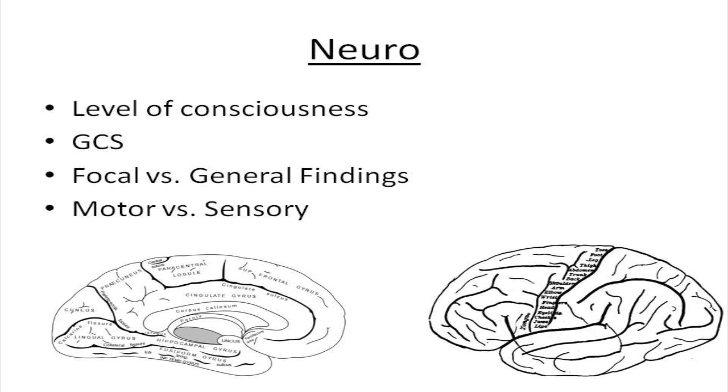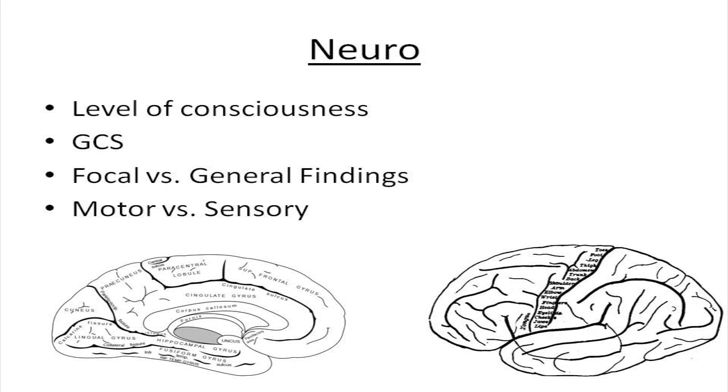And we'll go through a couple of organ systems here. We'll start with neuro. A few things we want to make sure we get on every neuro exam is a level of consciousness and a GCS. Understand the difference between those two things. We want to remember the difference between a focal and a general neurologic finding.